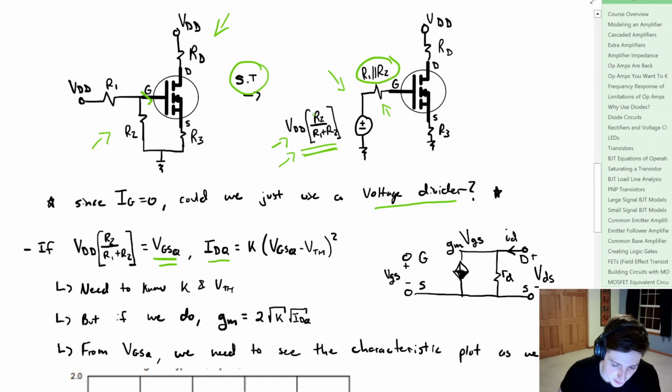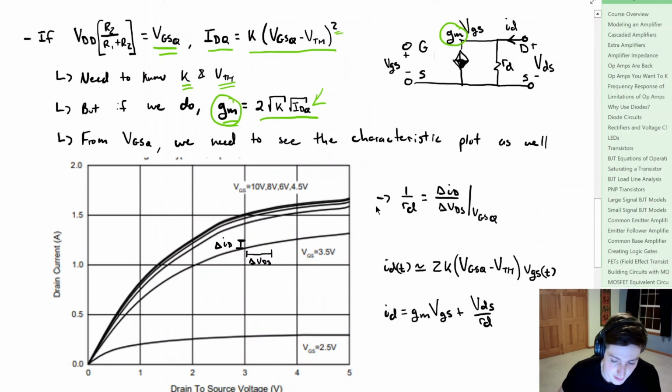Now, if we assume saturation, we can find the drain current at the Q point. And to move forward, we really need to know two things, K and our threshold voltage. But in the event that we do know those, we can actually find our transconductance from what we found in the last video, where we have 2 times the square root of K times IDQ. And that's under a square root as well. And we need to find this transconductance because that is one of the values for the AC analysis in the dependent current source.